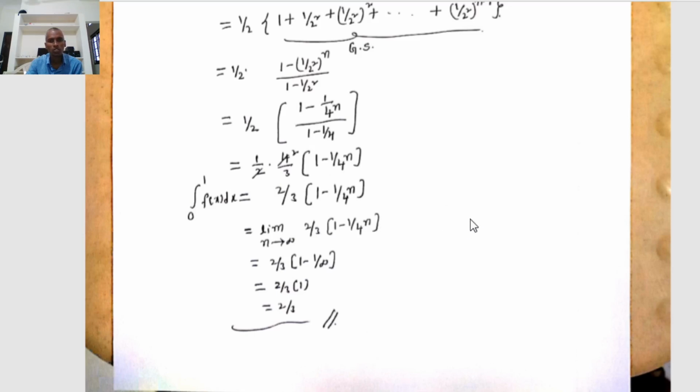Taking n tends to infinity, integration 0 to 1 of f(x) dx equals limit n tends to infinity of 2/3 into (1 minus 1/4 to the power of n). Substitute n equals infinity, that implies 1 by infinity, that equals 0. Therefore 2/3 into (1 minus 1/infinity), that is 2/3 into 1, that equals 2/3. Therefore integration 0 to 1 of f(x) dx equals 2/3.